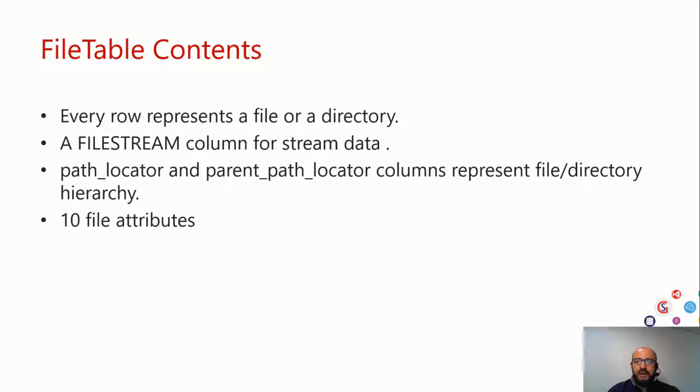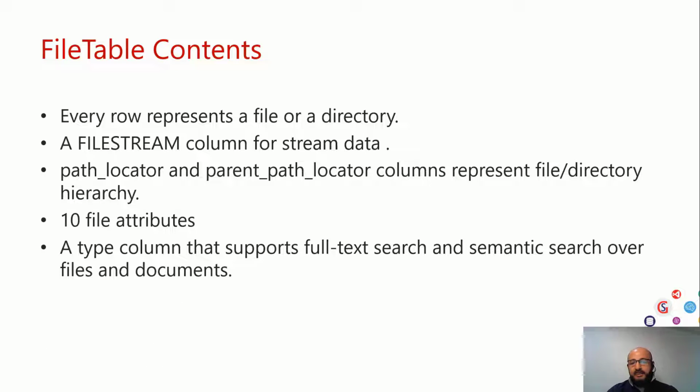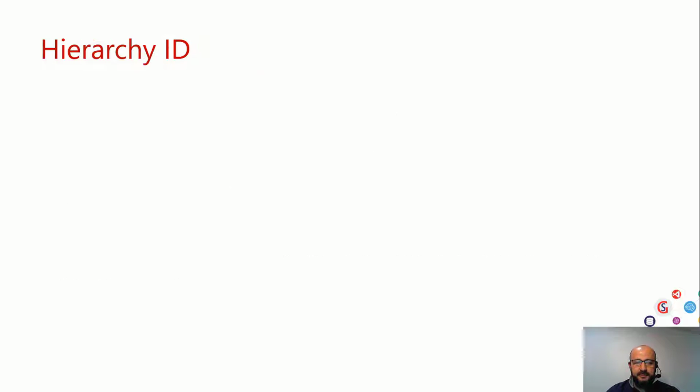So in addition, we also have 10 file attributes that pertain to each file or folder within that shared folder. We also have a type column that specifies what type of file we're working with, and that allows us to utilize full text search and semantic search over these documents that we're going to create within that shared folder.